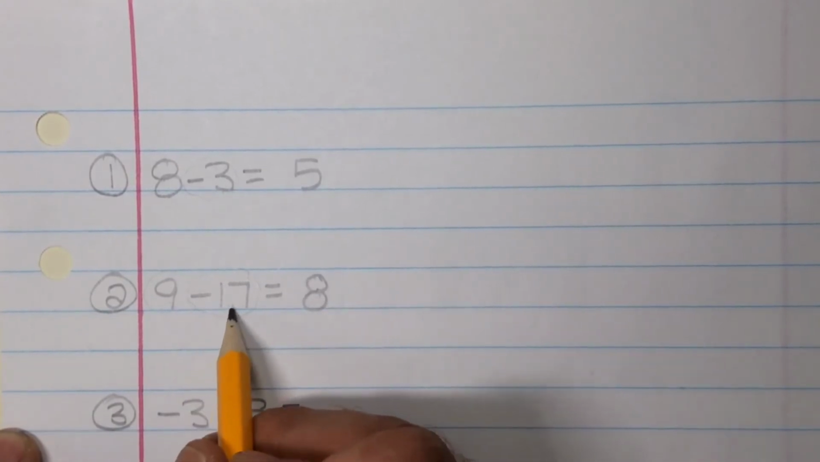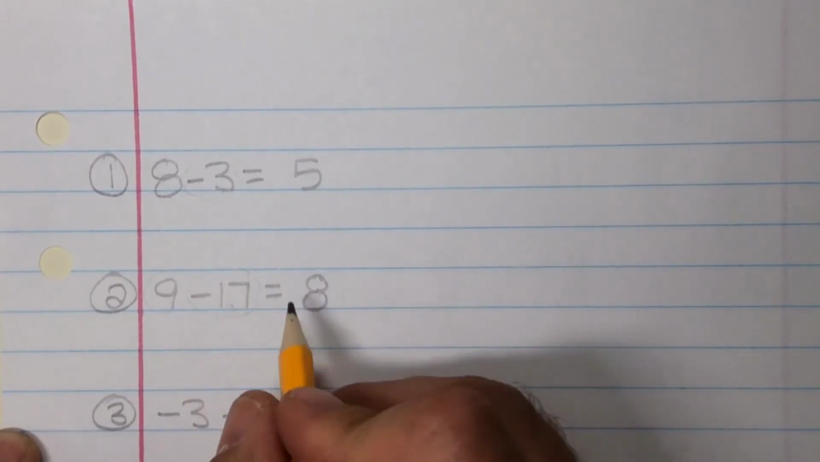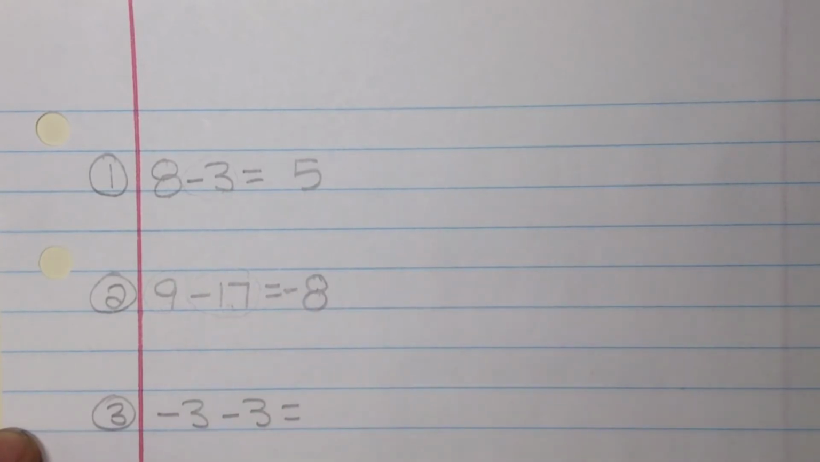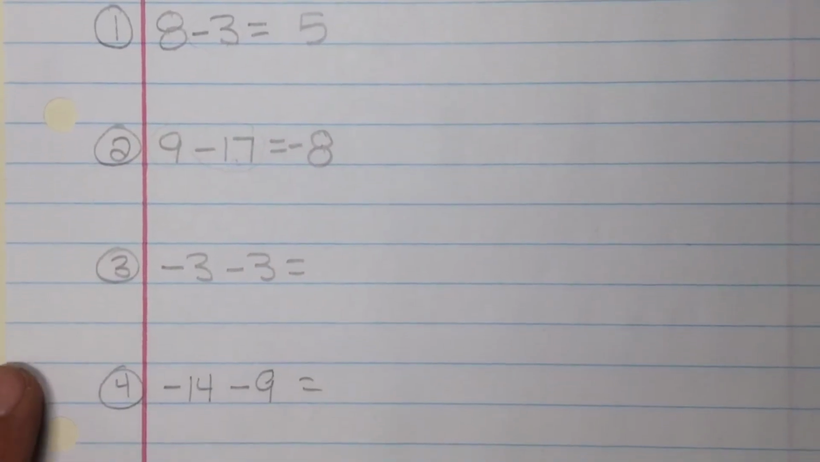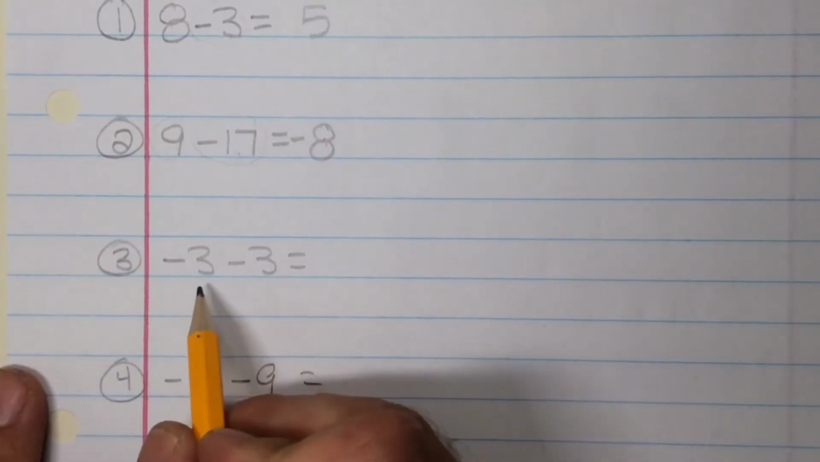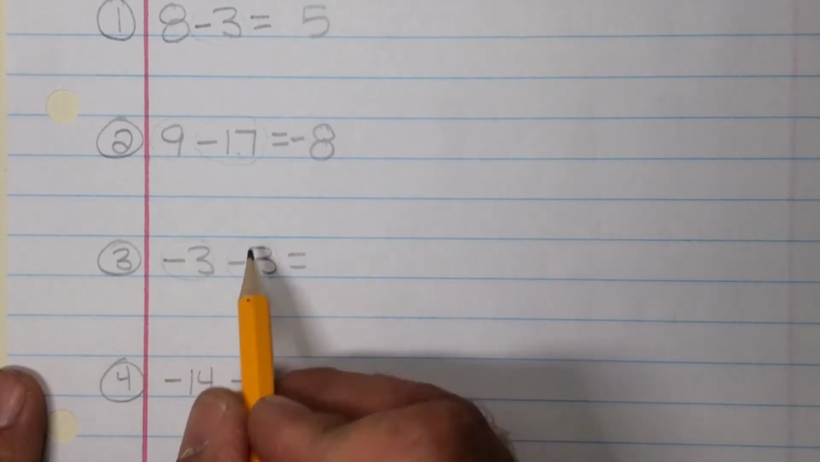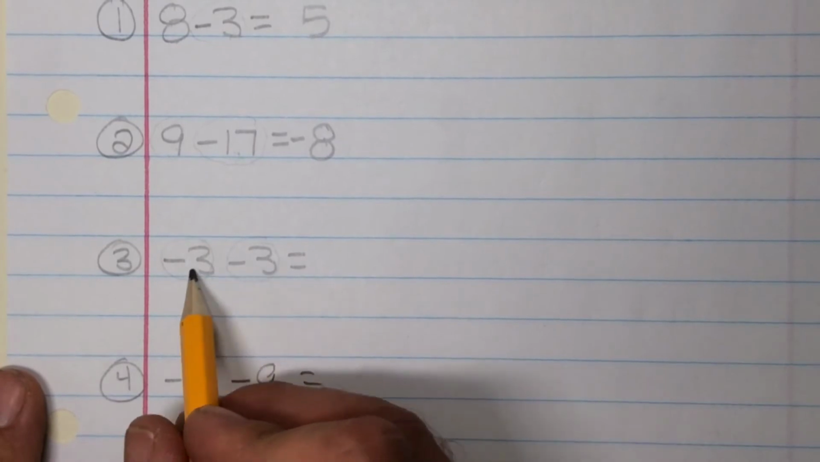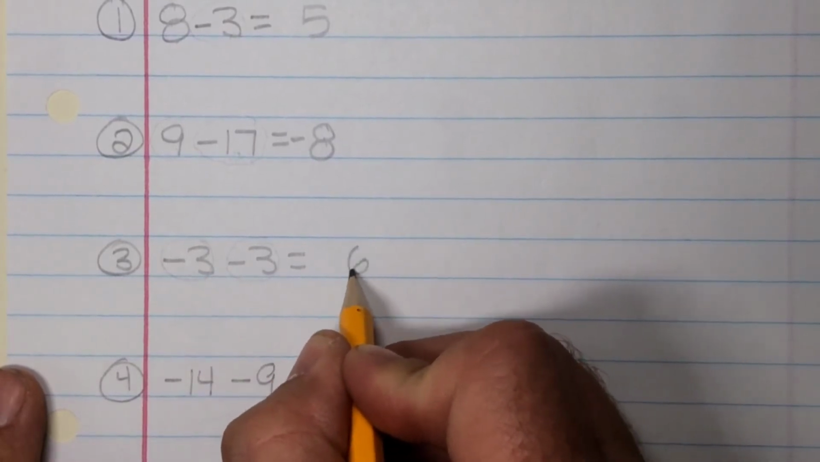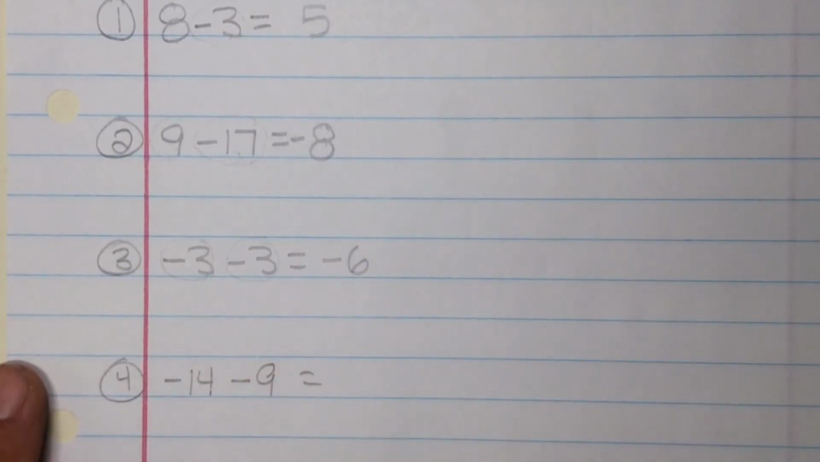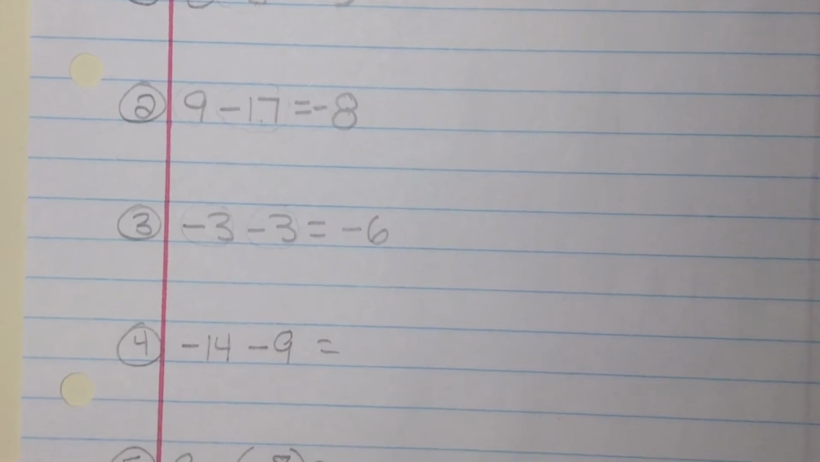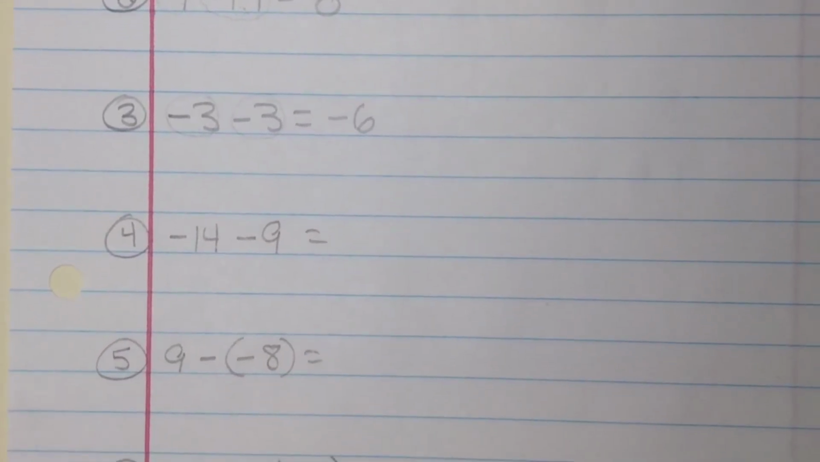And I keep the sign of the 17 this time, which is negative because I had a larger absolute value. Here I have negative 3 minus 3. A lot of kids will put 0 for that, but look, we've got a negative 3 and another negative 3. Same sign, so I add and keep. Remember, same sign, add and keep, different sign, subtract.